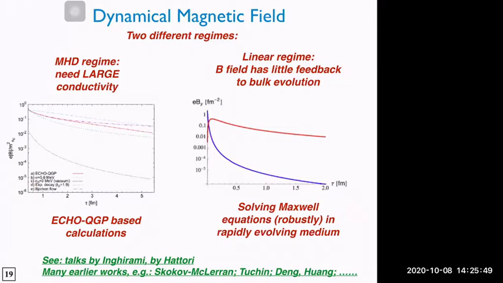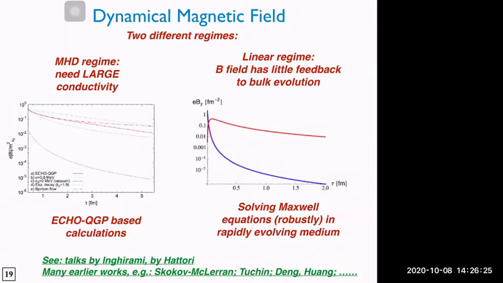Another regime is a linear regime. That's where your B field scale is still small compared with your medium scale, and the B field has very little influence on the bulk evolution. In that case, you can treat the B field as a sort of perturbation on top of the bulk. The bulk expands in its own way, and then you can solve the Maxwell equations for the B field on top of that fluid. Okay, there are going to be talks by, for example, Gabriel and also by Koichi, and there are many other works that I didn't have time to discuss.